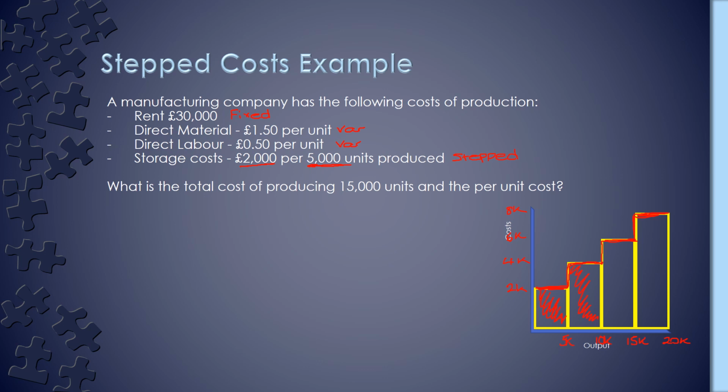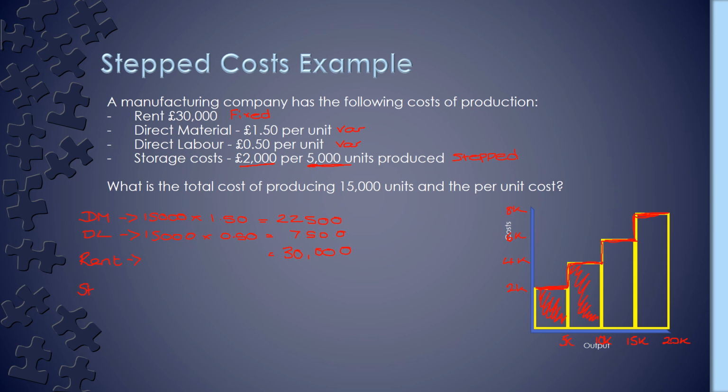So let's work through this example then. We know some of the figures from the previous slide. So let's work it through. Direct materials is 15,000 units multiplied by 150, and that gave us 22.5. Our direct labour was 15,000 multiplied by 50p, which gave us 7.5. We had our fixed cost of rent, which was just our £30,000.